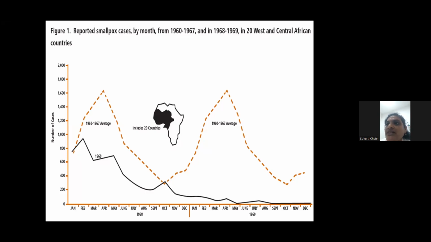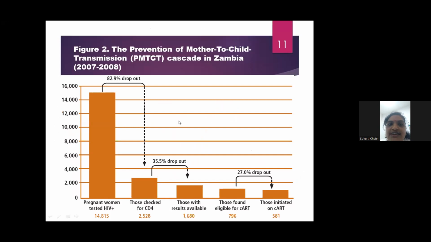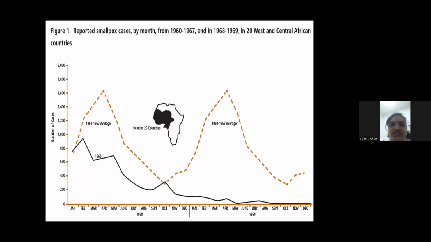So this was implemented in almost 20 West and Central African countries. Even in India, in Tamil Nadu, around 41 cases during that period were contained using the same implementation research method. So this was one example.